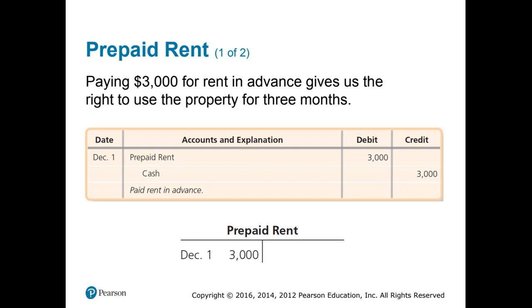and we prepaid our rent $3,000. In our T account, we would debit our prepaid rent by $3,000. And remember, we put the date next to it. So I know y'all have T accounts that you're working on. So just make sure that whenever the transaction occurred, you put that date next to it.